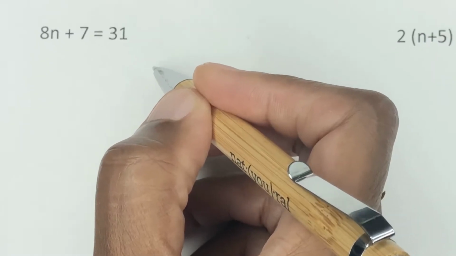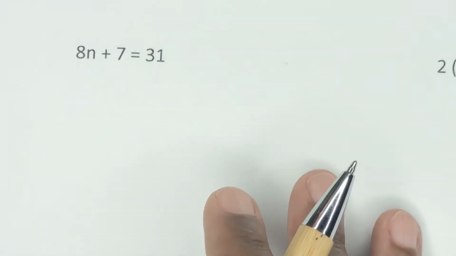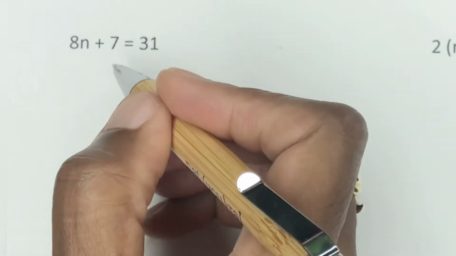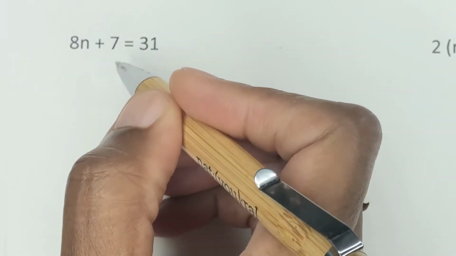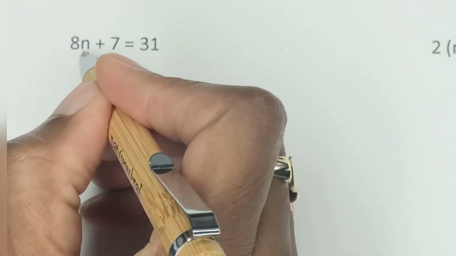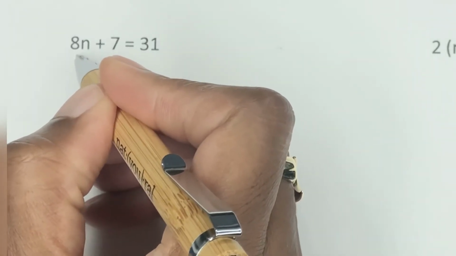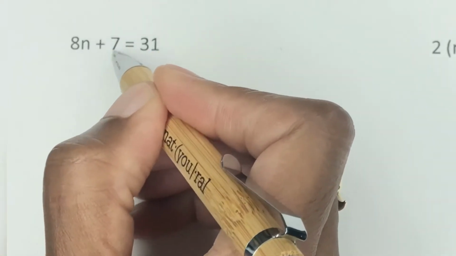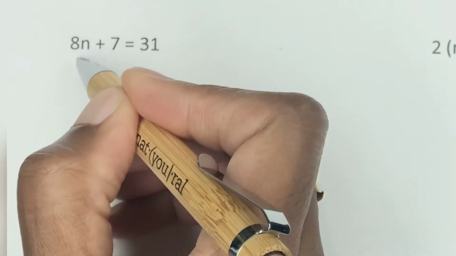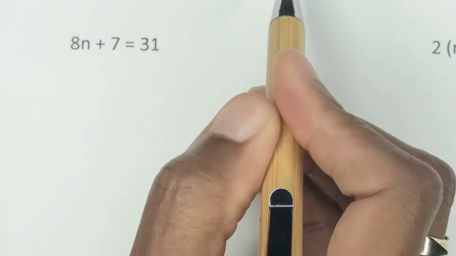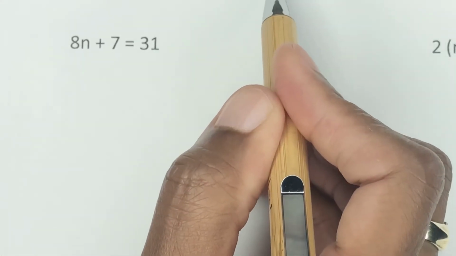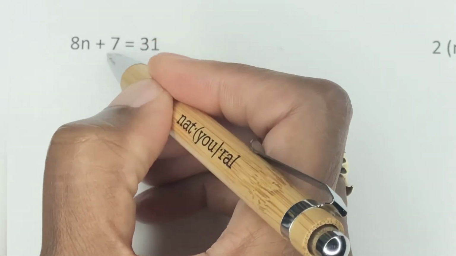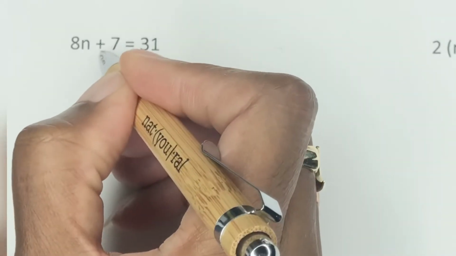What's happening here is you have 8n plus 37 equals 31. What do you do with this? Okay, so we need to get this by itself. This is the variable n, so the variable is always the letter. And the first thing to do here with this particular question is to get this 7 away from the variable. So if the objective is to isolate the variable, we need to start by getting rid of this plus 7.